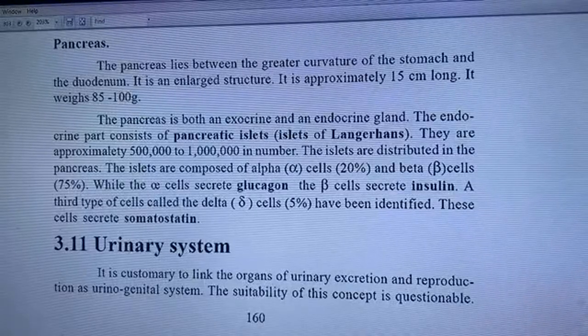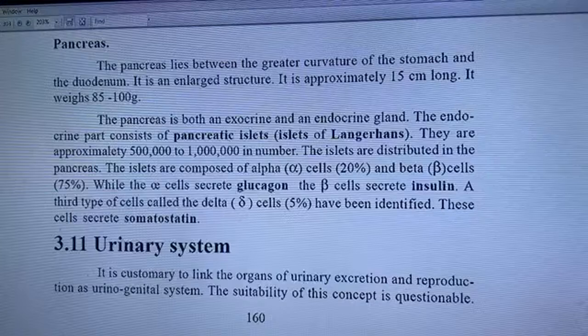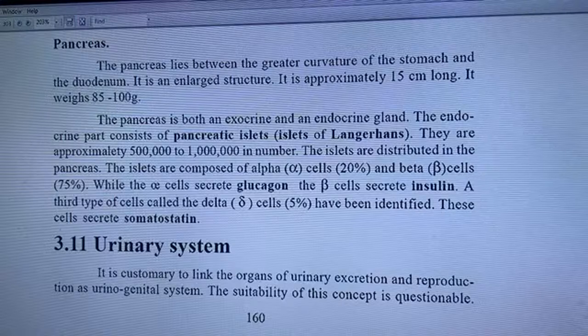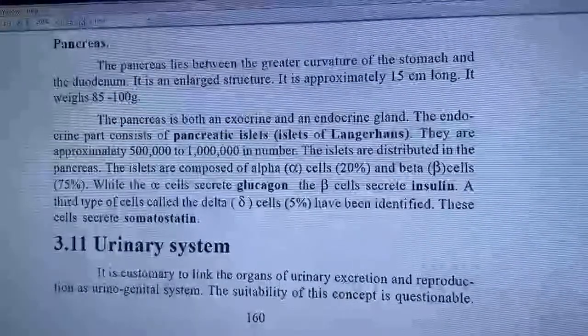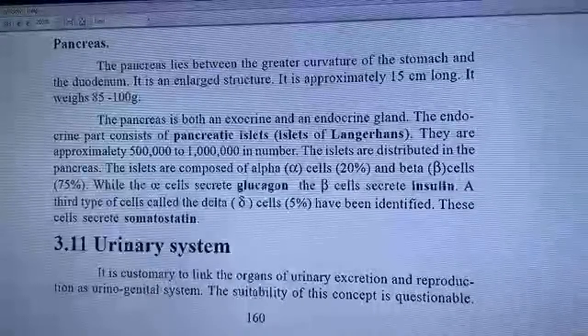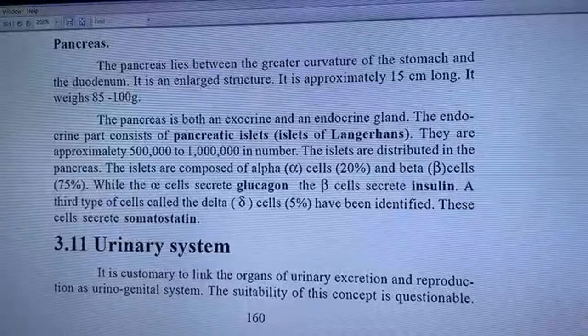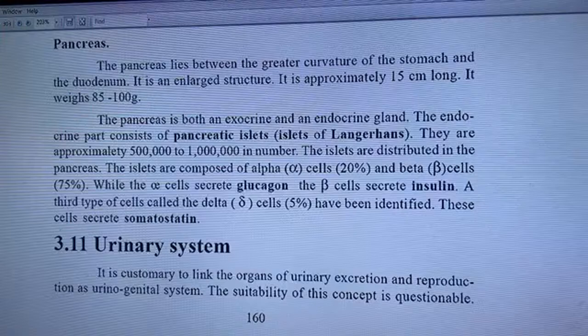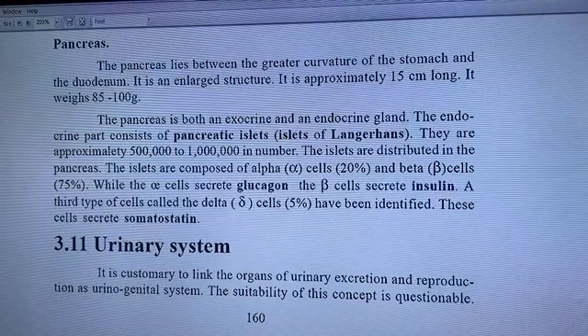The endocrine part consists of pancreatic islets of Langerhans. They are approximately 5 lakh to 10 lakh, or 1 million, in number. The islets distributed in the pancreas are composed of alpha cells 20%, beta cells 75%. The alpha cells secrete glucagon, while the beta cells secrete insulin. A third type of cell called the delta cells, 5%, has been identified. These cells secrete somatostatin.